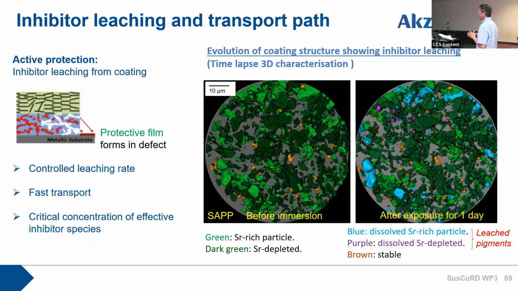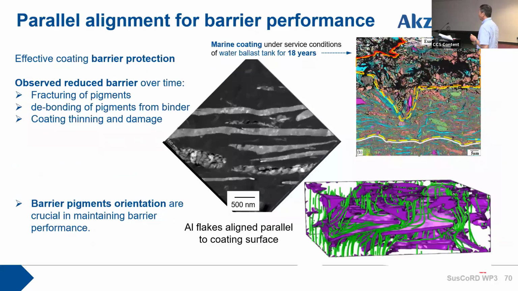So based on what we have found, the connected network of porosity is important for transport. So possibly from this project for future coating formulation, we can consider, can we have a mixture of different pigments with different solubility? For certain pigments which can be dissolved fast, you can quickly establish a transport network. And for those effective inhibitors, we should have a controlled dissolution and leaching rate. This is one example.